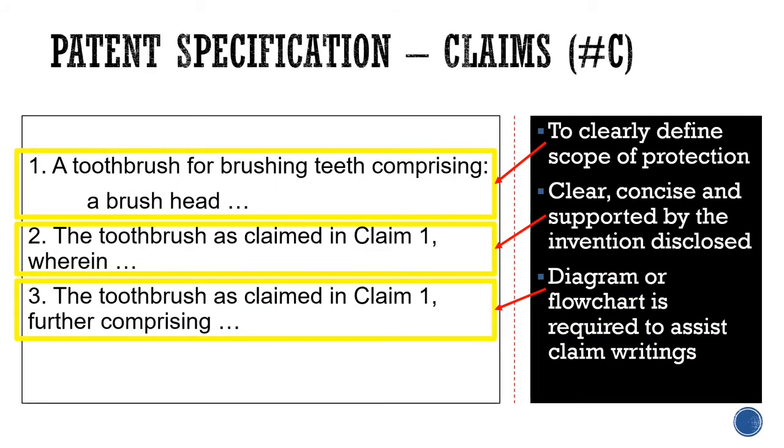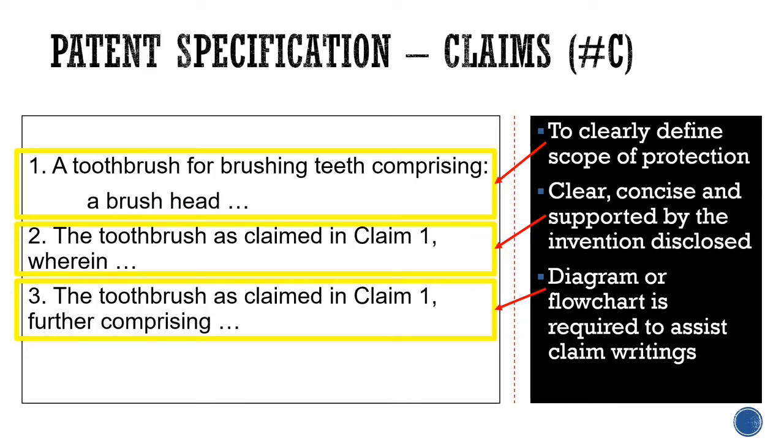And finally we have arrived at the best part of patent specification, the claims. Claims is the most important component of a patent specification. Its function is to clearly define the scope of protection granted on the invention. Claims must be clear and concise, and supported by the invention disclosed. There are standalone claim, dependent claim, and multi-dependent claim, as shown in the snippet. Rule of thumb: write claims after abstract.